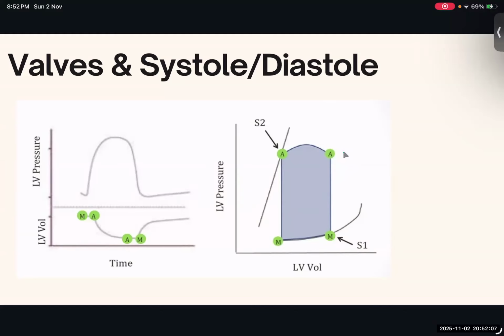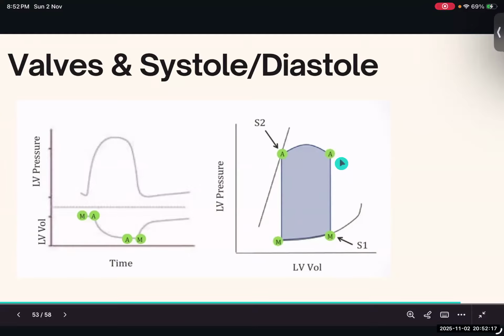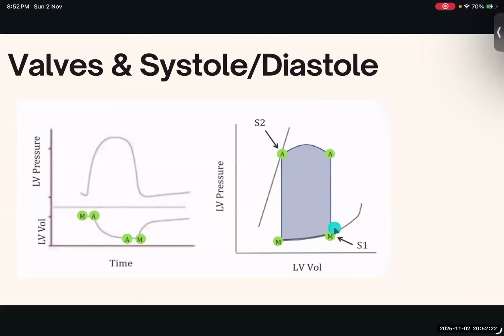What does this coincide with? Here, the pressure is so high, but the aortic valve has not opened, so the volume remains the same. This line, thus, is the isovolumic contraction. Once I reach a high enough pressure, the aortic valve is going to open, and the blood volume is going to escape the heart. So the chart will go to the left.